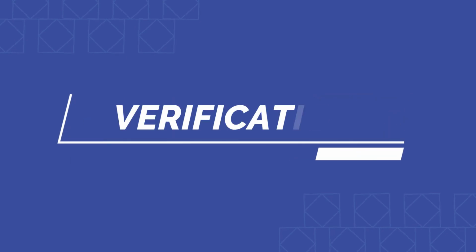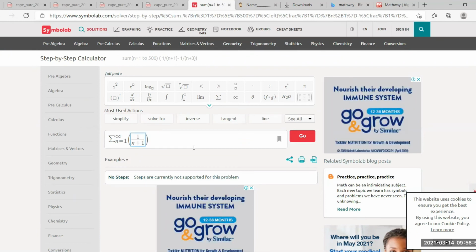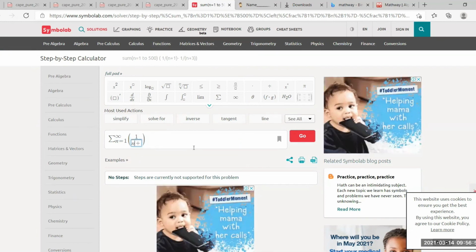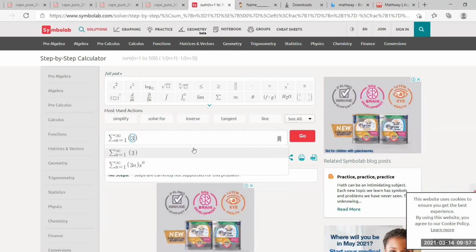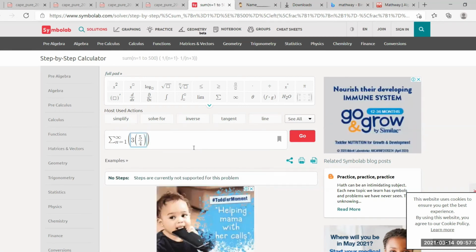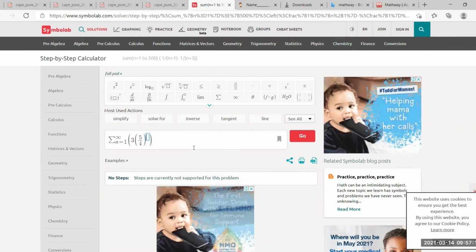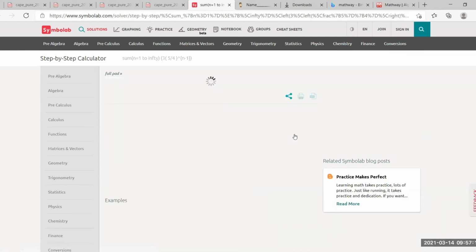From 1 to infinity of 3 times, in bracket, 5 over 4, all of this raised to the n minus 1. So there you go. You're going to get diverges.